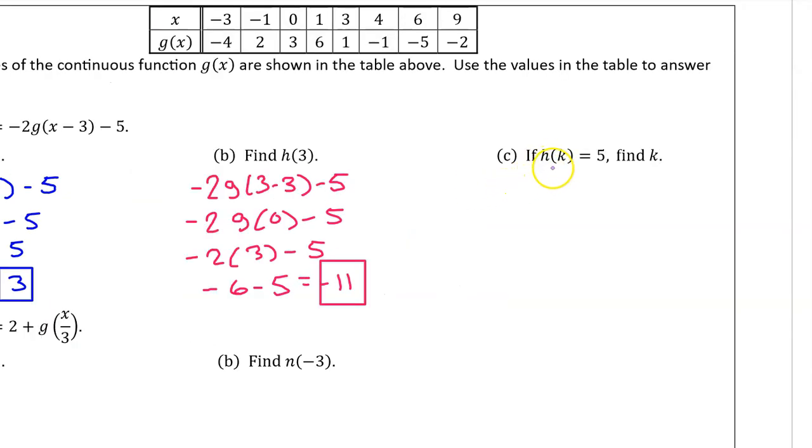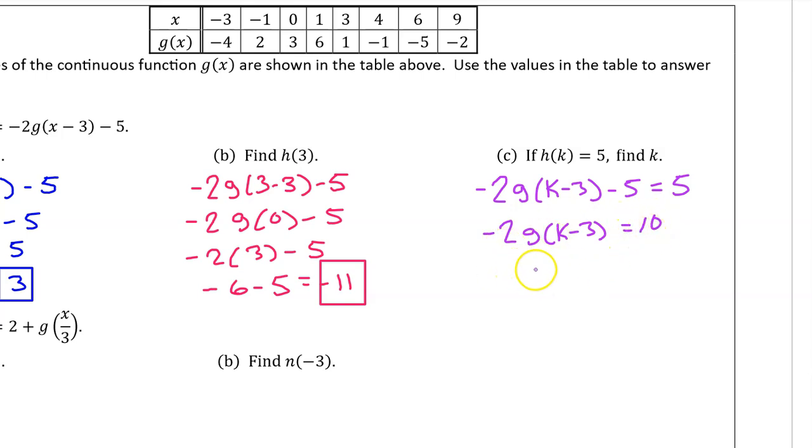Part C. If h at k is equal to 5, then find k. First of all, h at k means plugging k in for x. So that's negative 2 times g at k minus 3, minus 5. And all of this must equal 5. Let's get function g by itself. Adding 5 to both sides, we get negative 2 g at k minus 3 is equal to 10. Dividing both sides by negative 2, we get g at k minus 3 is equal to negative 5.